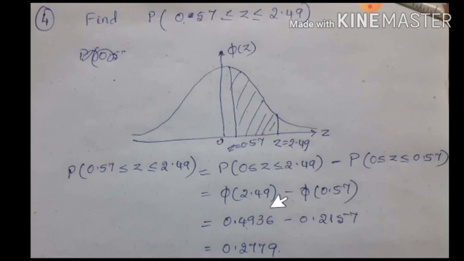So that itself in notation: area of 0 to 2.49, subtracted by the area of 0 to 0.57. Using the normal distribution table, calculate the value of that, refer to the table, write down the value, and subtract it. This is the area under the normal curve between 0.57 to 2.49.